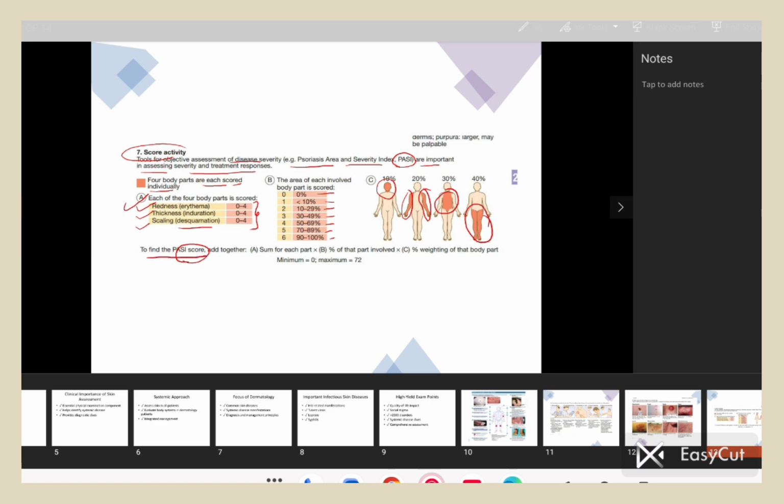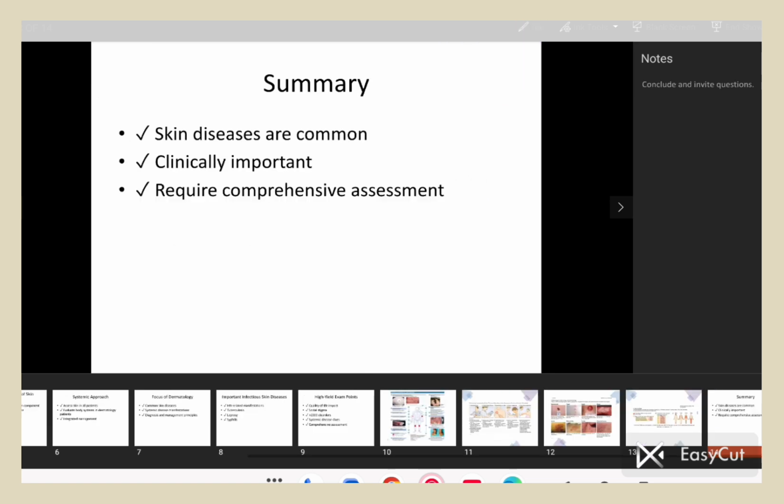To find the PASI score, add together the sum of each part and the percentage of the part involved and the percentage weighting of that body part. The minimum score is 0 and the maximum score is 72. So to conclude, skin diseases are very common, they are clinically important and require comprehensive assessment.